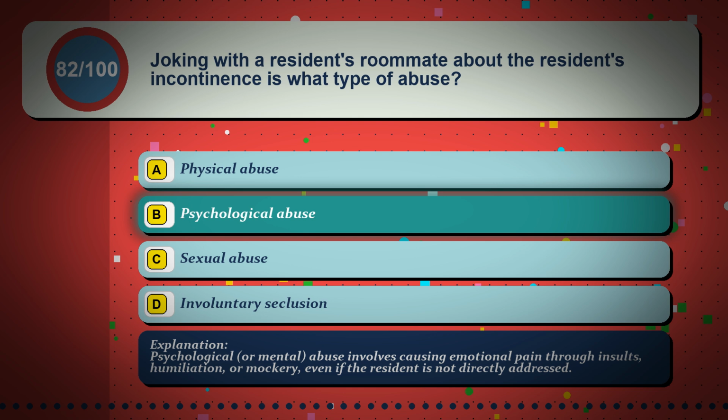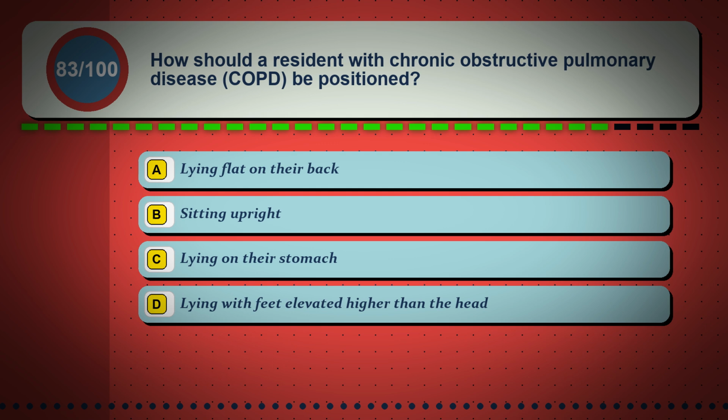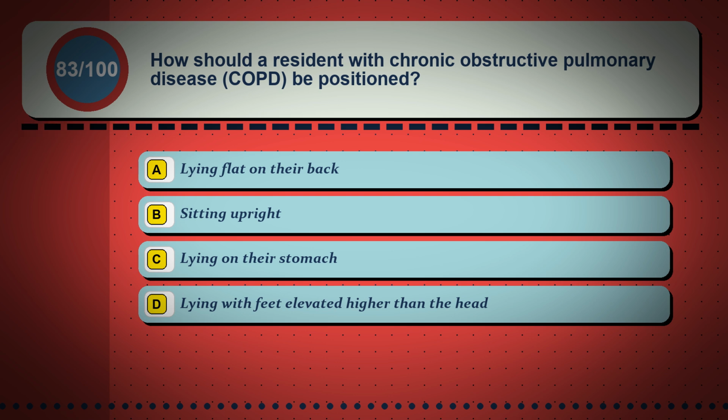Question 83. How should a resident with chronic obstructive pulmonary disease, COPD, be positioned? Option A, lying flat on their back. Option B, sitting upright. Option C, lying on their stomach. Option D, lying with feet elevated higher than the head.